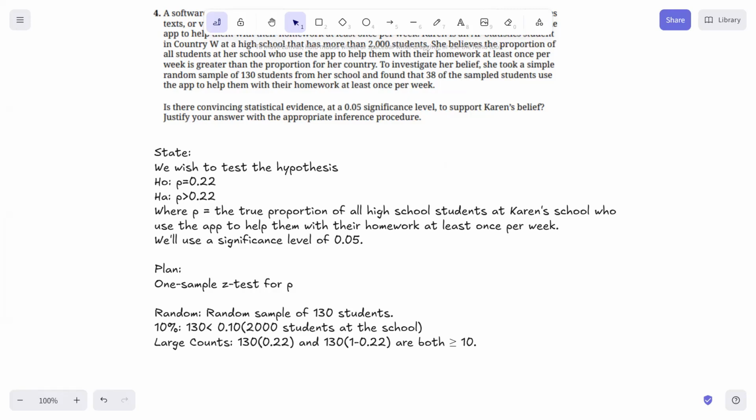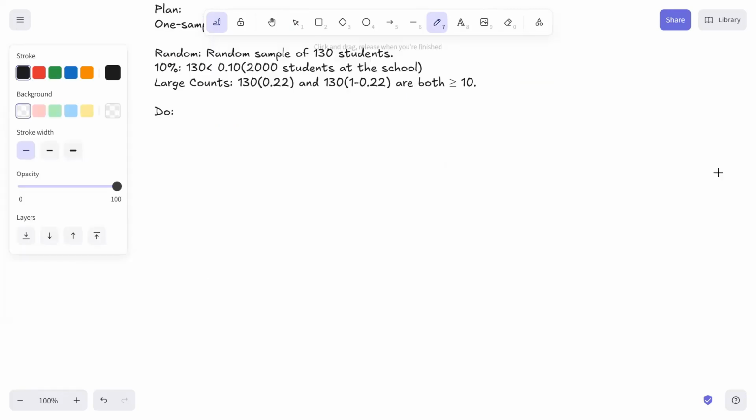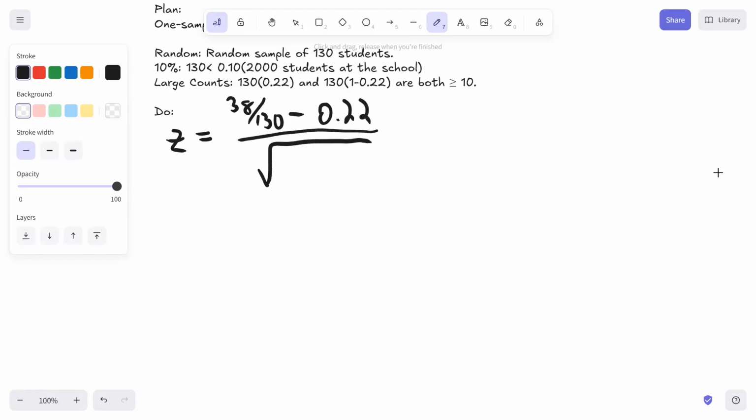The next step we're going to do is the actual do step. So for the do step, we need to calculate our z-score, which is the proportion of the sample, so 38 out of 130, minus the null proportion, 0.22, divided by the standard deviation, the square root of 0.22 times 0.78, all over the sample size of 130, and this is going to give us 1.99.